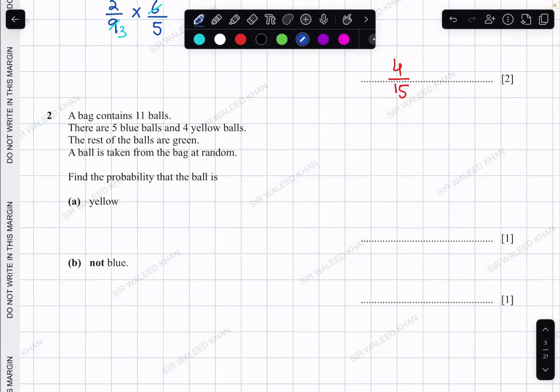Okay, so these small questions that come up, just make a list like this. It won't take much time. And total 11. So you can easily figure it out. If this is 4 by 11, yellow, then not blue. For it to be a blue, it is 5 by 11. For it to be not a blue, you have to subtract it. It's the complement, right? Other than that, so 1 minus 5 by 11. Total probability is 1. We subtract the probability of the opposite event and you get 6 by 11.